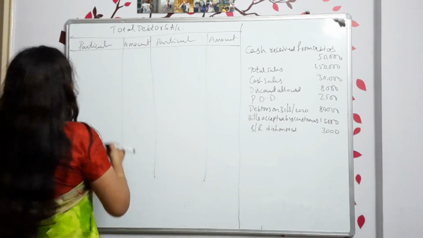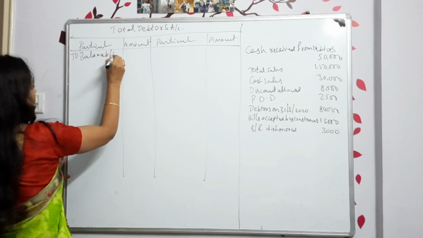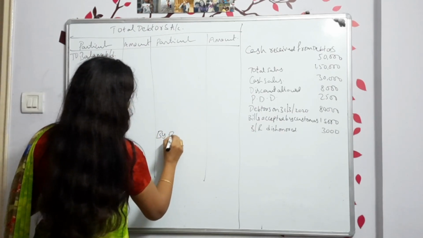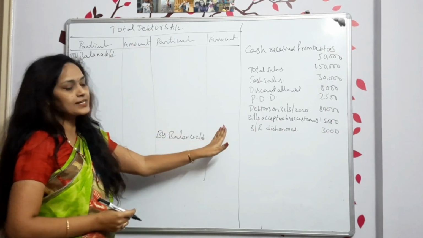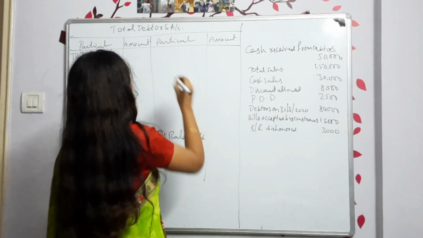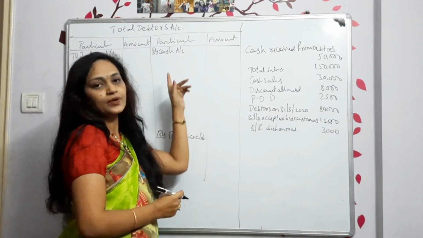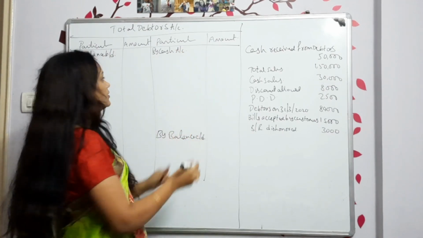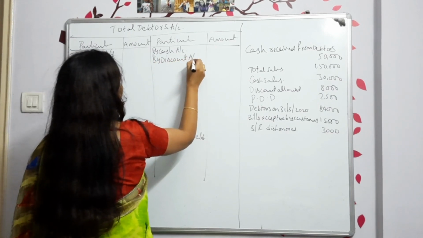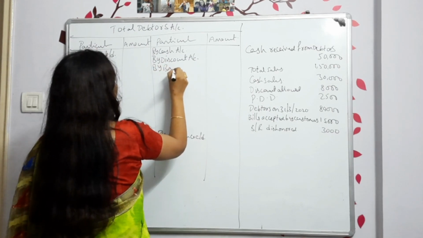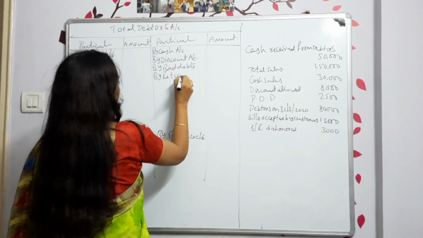Do you remember the format I have given you? To balance brought down, and by balance carried on. Here the opening balance, and here we write the closing balance. Next, by cash or bank account: if you receive any cash from the customers, you write it here. If any discounts were given, that also you write here. Any bad debts, we write here. Any returns, we write here.